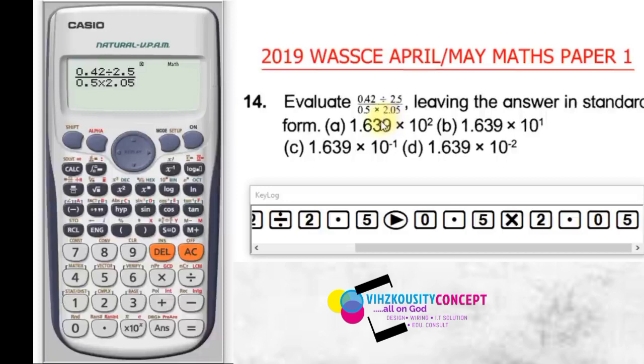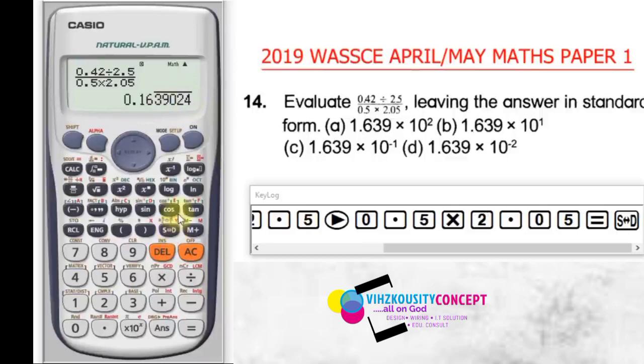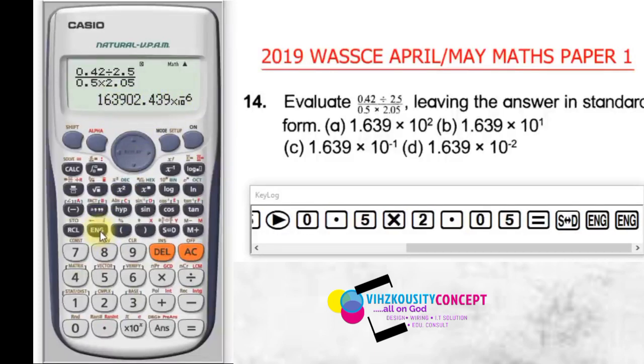So I can press the equal to sign, and here it's giving me fractions. I want to convert that to standard form, but first let me take it to decimal, and you can see that this is as expressed in decimal. But look at the options we are given, they are all in standard notations, and so for me to do that, this ENG button is asking whether I want to put it in engineering format. If I press that, you can see this is 163.9 exponent minus 3, but I want it as 1, so I can press that again.